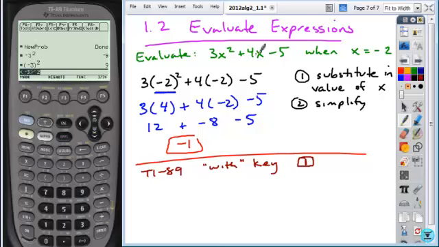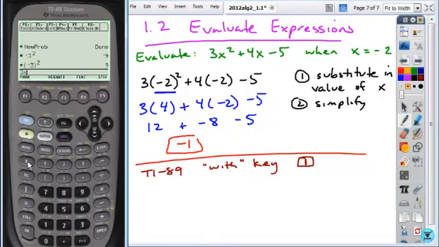Okay, so if I wanted to confirm my answer here by plugging it into my calculator, I'd type in the expression exactly as it appears, including all the variables. So 3x squared plus 4x minus 5. And then I'm going to use the with key. The with key is this vertical bar. And often students will mistake that with the vertical bars on absolute values. Okay, this doesn't work as an absolute value. It works to evaluate expressions.